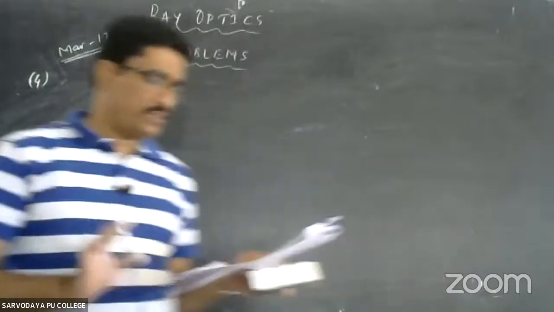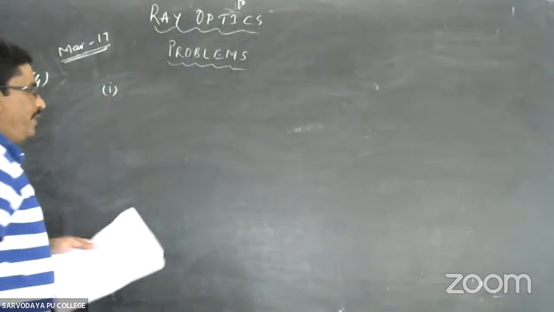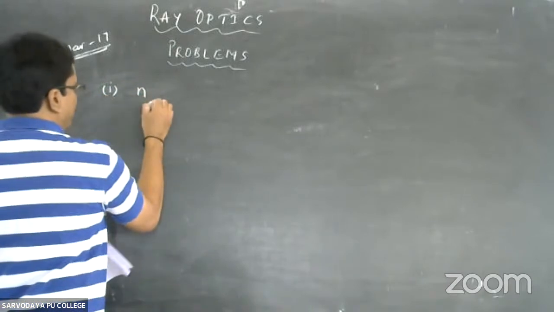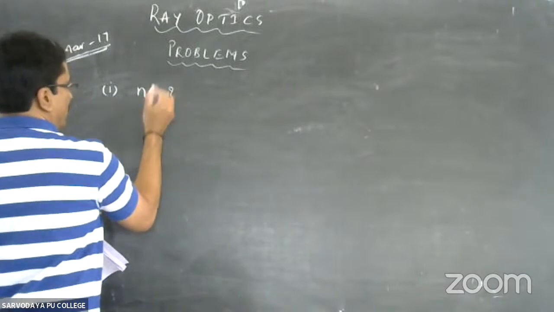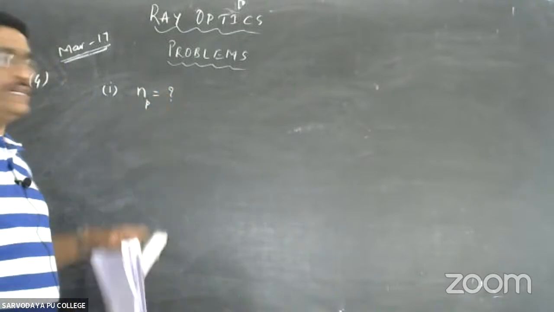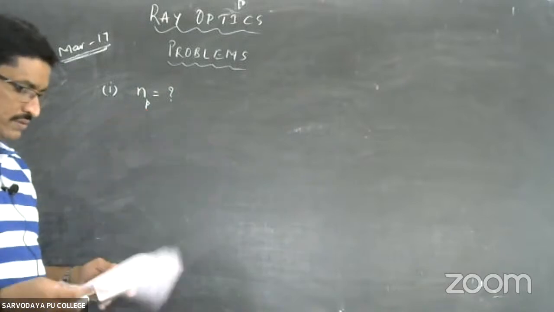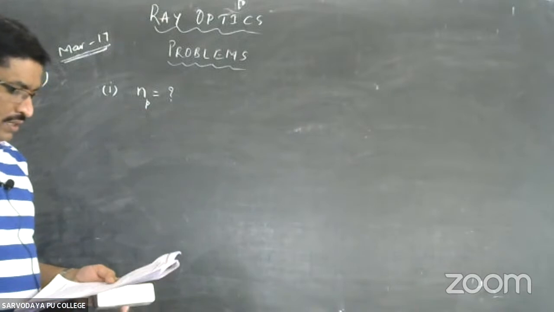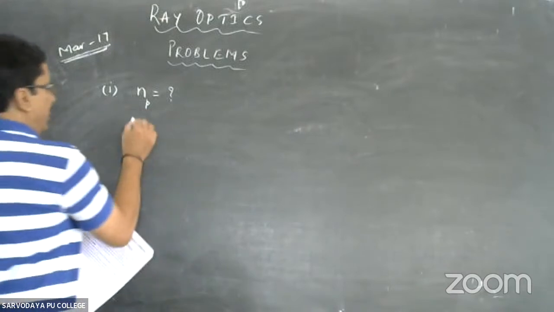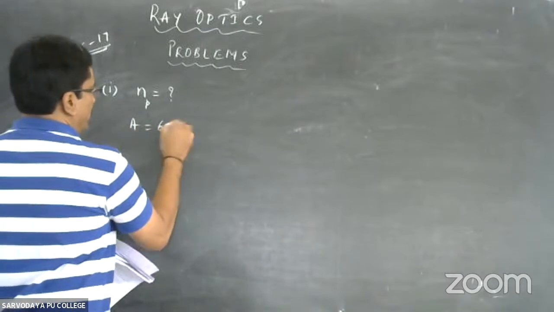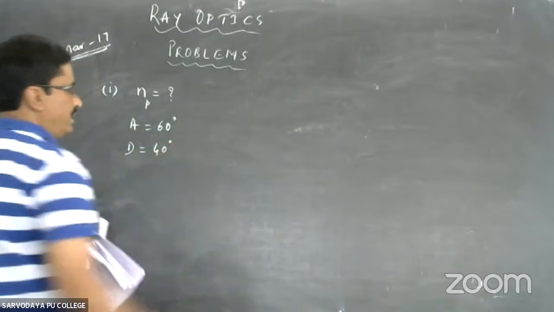First of all, let us consider the first part, where our job is to find out the refractive index of the prism, that is n of the prism. I have to find the refractive index of the material of the prism. That's why I'm just using this P. Now, for this, A has been given, A is equal to 60 degree, and D has been given as 40 degree.